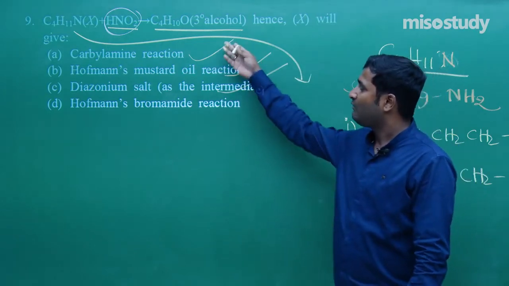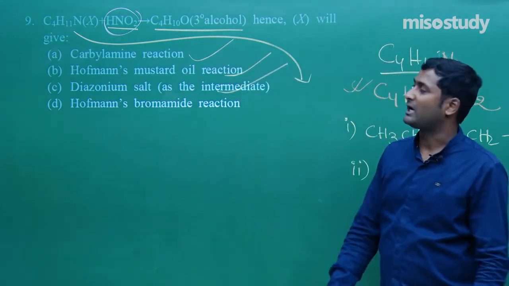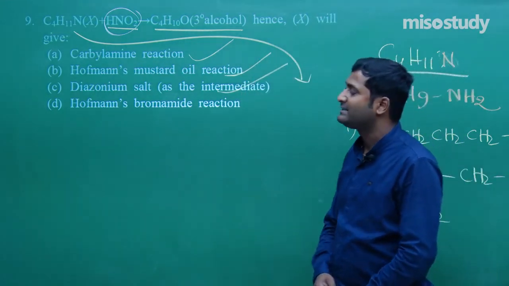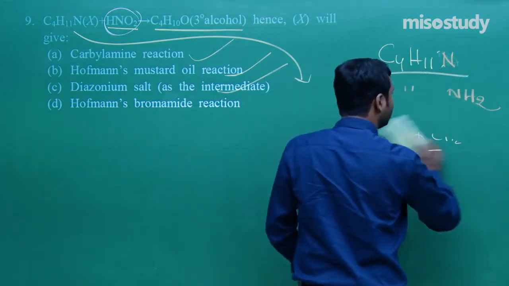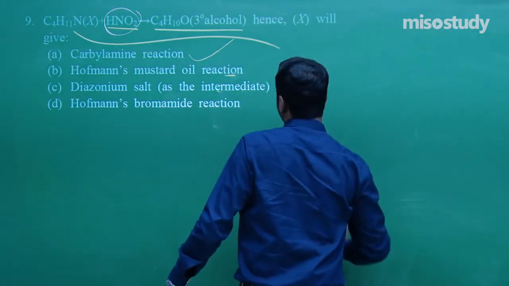So for amines, 1, 2, 3. This is a multiple choice type question. For this question, A, B, C are the correct options. Clear? Now I am going to rub this part and we'll discuss the next question. Wait for a moment.